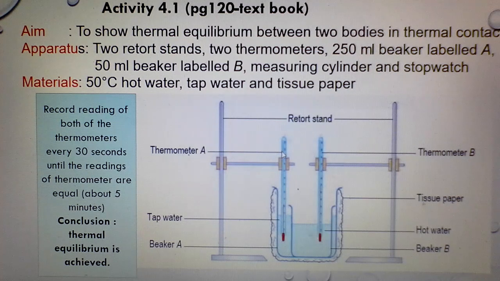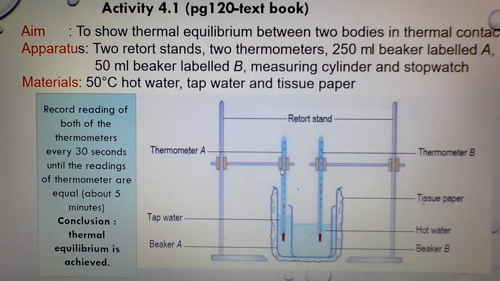Okay, so you place a thermometer into both of the beakers. Now we put the beaker with hot water into the beaker with tap water and then measure the temperature. We record the readings of both thermometers every 30 seconds until the readings of the thermometers are equal. Equal means there's no increase in temperature; it becomes a constant reading. This will take about 5 minutes.